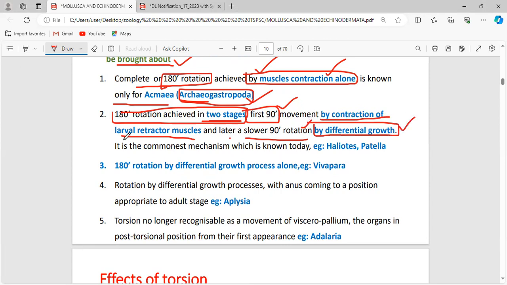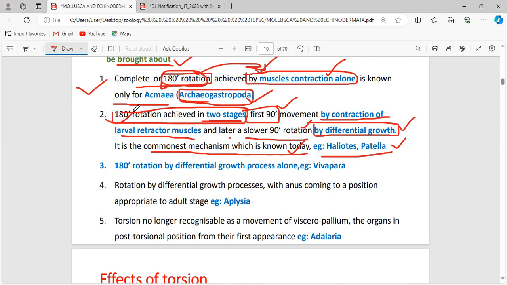It is part of the growth of that particular animal. It is the commonest mechanism known today, and the example is the archaeogastropoda. In archaeogastropoda, a complete 180-degree rotation is under the control of muscles, as in Haliotis and Patella.